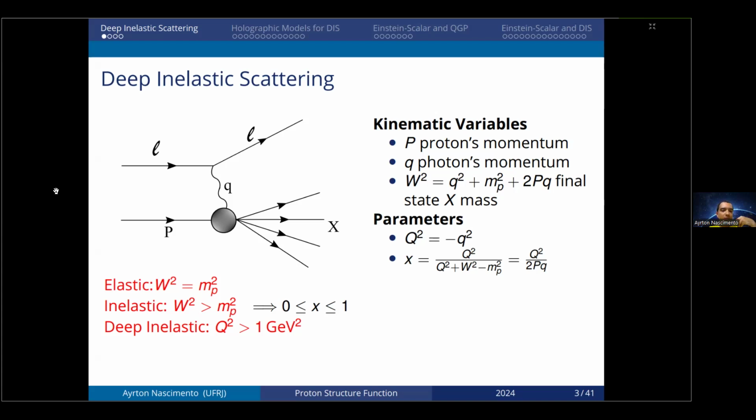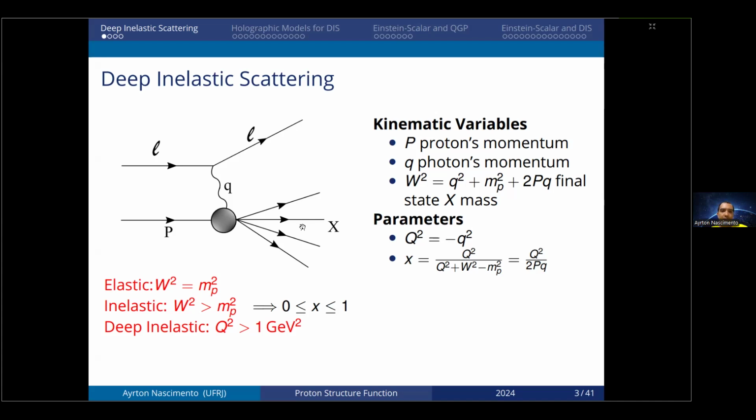You can literally break up the proton, and you can have the final state. You can measure the final electron, and you can have information about this final state X over here, which describes the particles that are inside the proton. Okay, so here are some kinematic variables for the problem. P is the momentum for the proton, Q is the photon momentum, and this W here is gonna be the mass of the final state X.